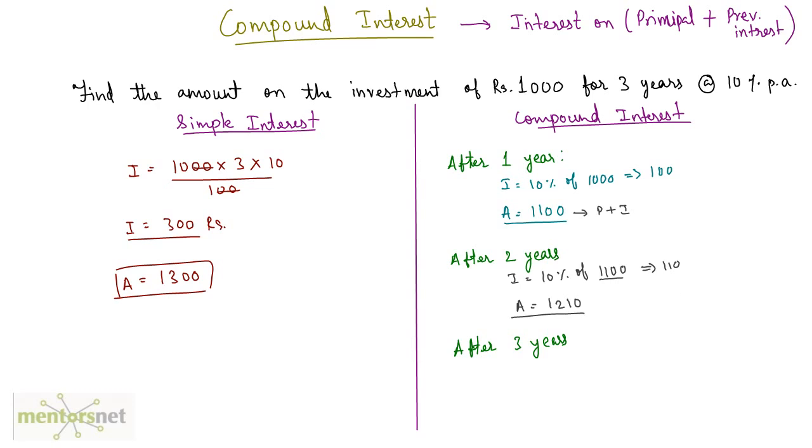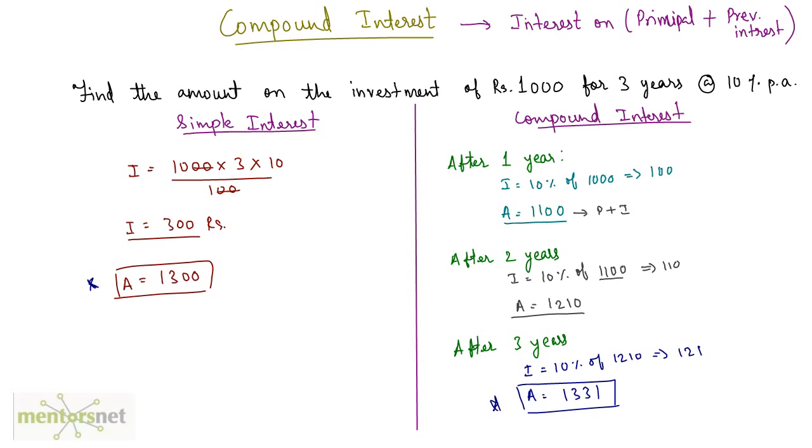Now the same will be the case with the third year. The interest will be equal to again 10% of the previous year's amount, and that's 1210, so the interest will be 121. Now the amount will be 1210 plus 121, and that is 1331. So you see, compound interest is much more interesting and much more beneficial to you.